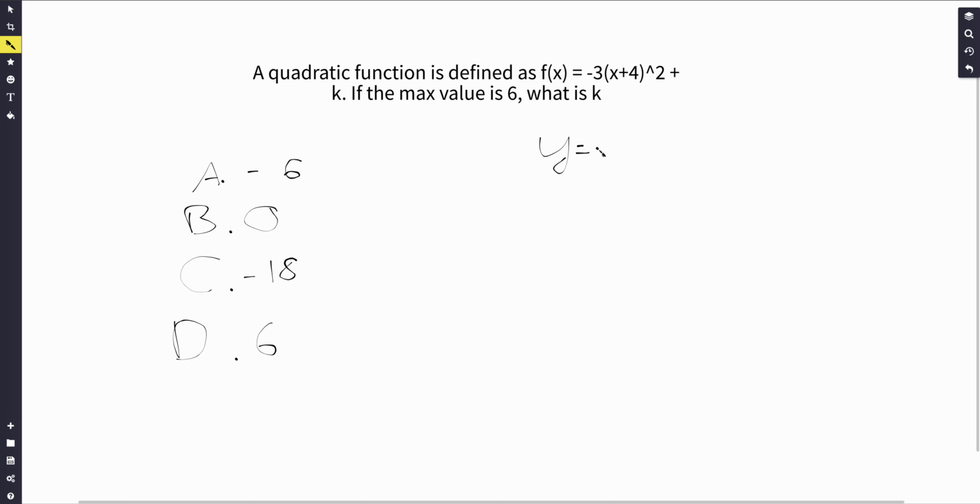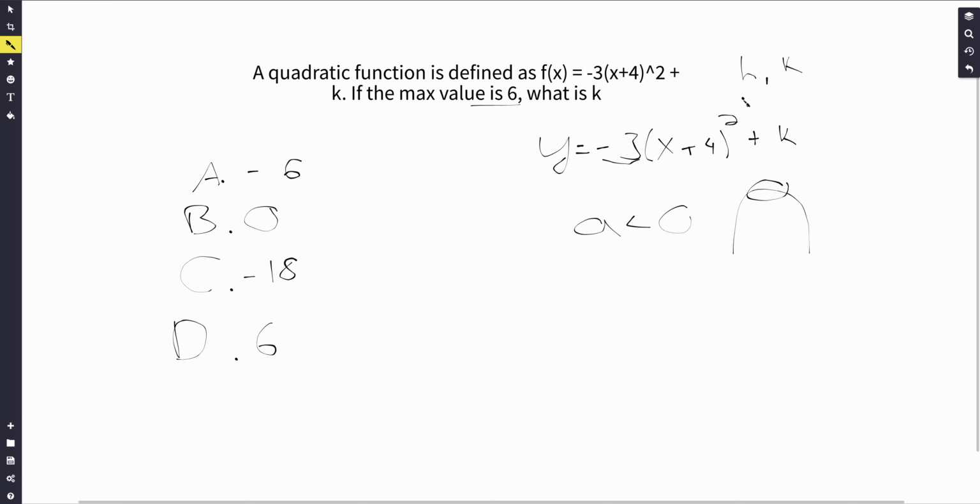Okay, so let's write this out. y is equal to -3 (x plus 4) squared plus k. We are told that the max value is 6, so this is also important. And we know that the a value is less than 0 because it's -3 right here. So that means the parabola opens down like this. So there is going to be a maximum. So all we need to do is find the vertex. We know (h, k) is the vertex.